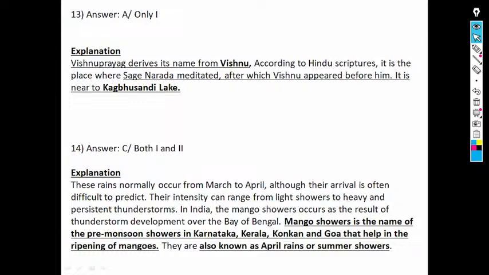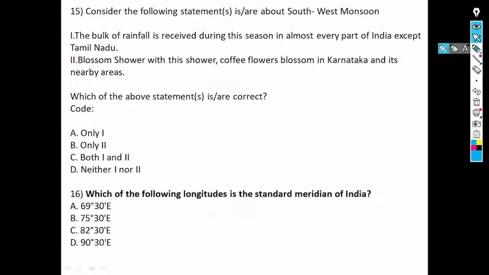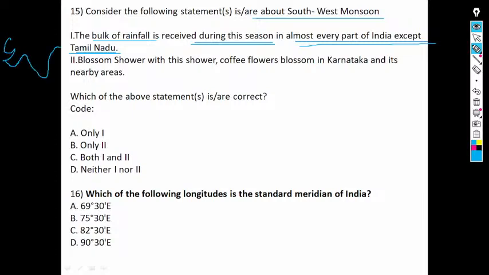Next, see, question 15. Consider the following statements about the southwest monsoon. The bulk of rainfall is received during this season in almost every part of India except Tamil Nadu. That's correct also. Except Tamil Nadu, the bulk of rainfall of the southwest monsoon is received in all parts of India.